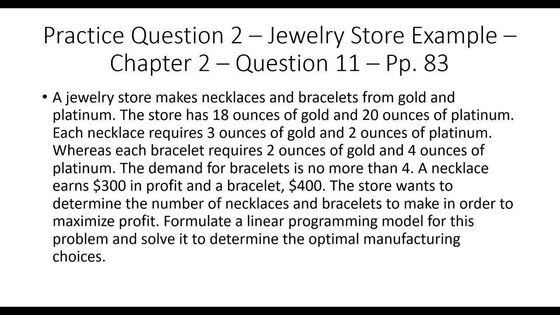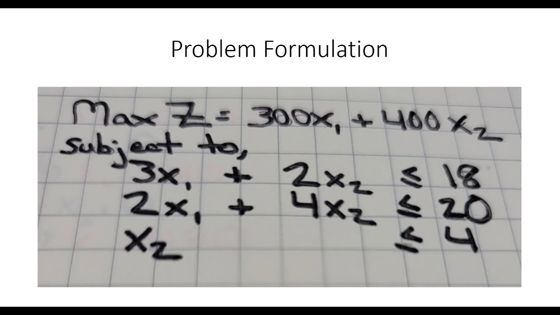Our second constraint, 2x1 plus 4x2 is less than or equal to 20, which is the platinum for a necklace, the platinum for a bracelet, and the total amount of platinum. Finally, the demand for bracelets is no more than 4, so x2 must be less than or equal to 4. We move on and we see that here. Excuse the writing, I'm having trouble with my camera.